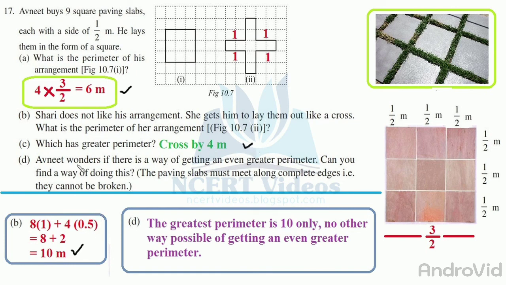Now the last part. Avneet wonders if there is a way of getting an even greater perimeter. Can you find a way of doing this? And the paving slabs also need to be connected with the edges. They must not be broken. Well, when we practice it, we find that the greatest perimeter is 10 only, and no other way is possible of getting an even greater perimeter. This is the only possible way to get the maximum perimeter. So this was the last question, question number 17.